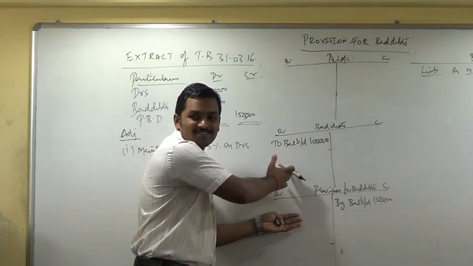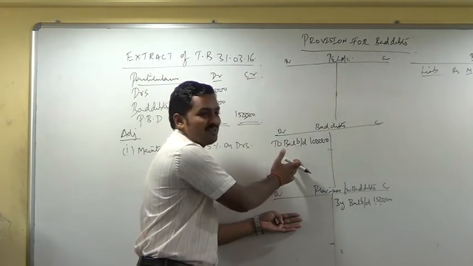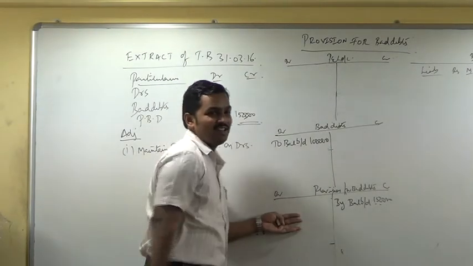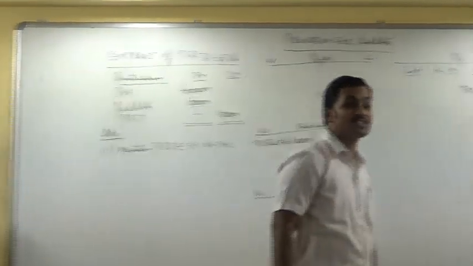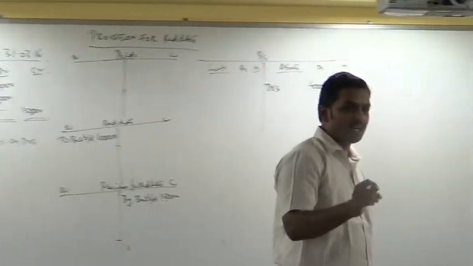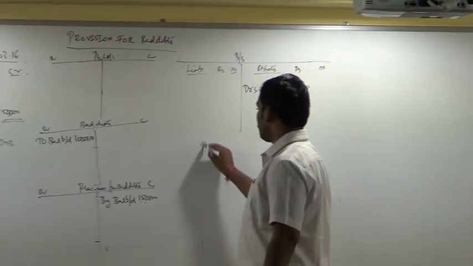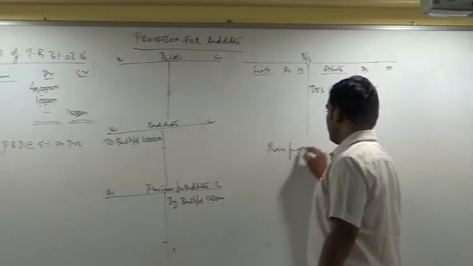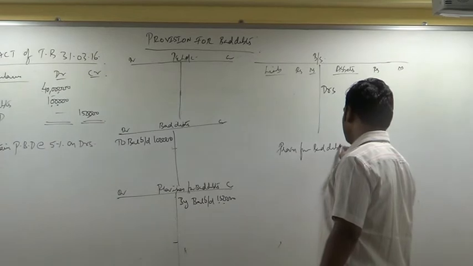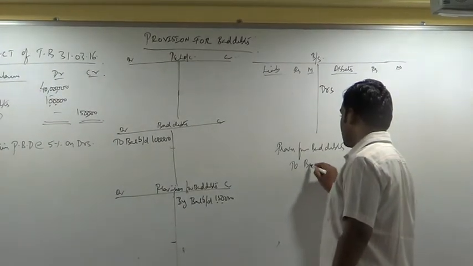This is a dead body, a nominal account. This graveyard is made for this dead body. So transfer this dead body to this graveyard. What is the entry you are going to pass? Provision for bad debts account debtor to bad debts account. Pass an entry: Provision for bad debts account debtor to bad debts account.